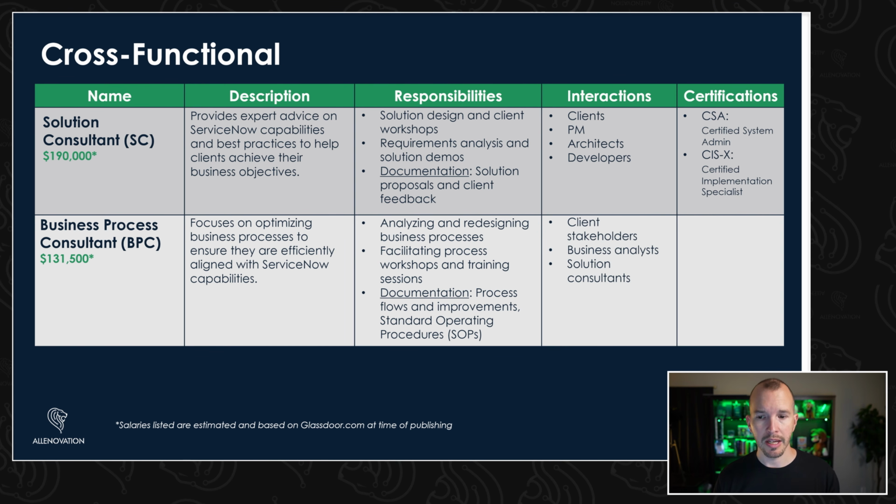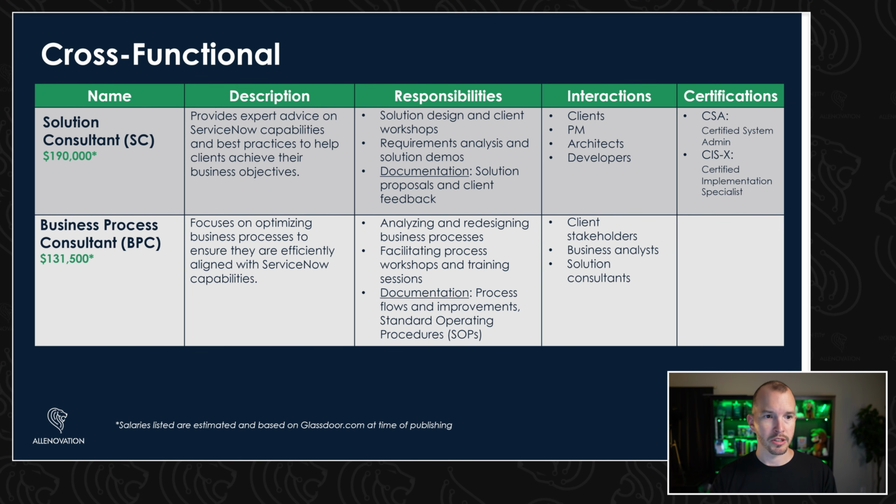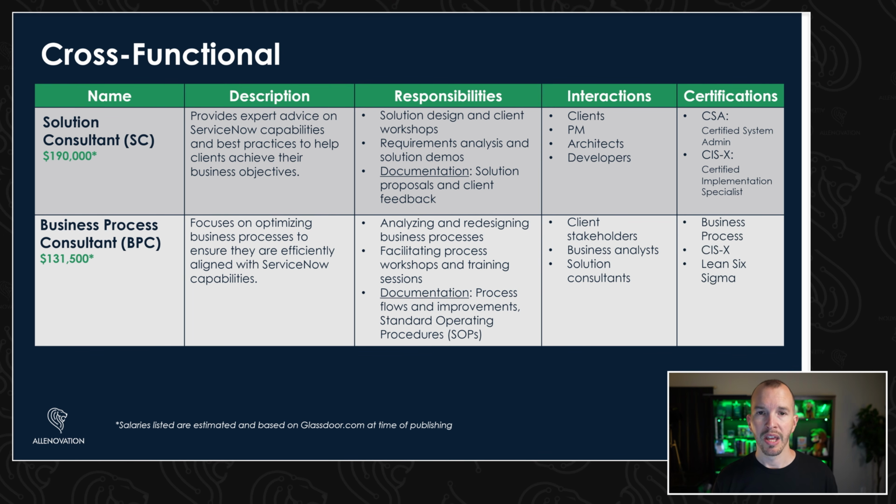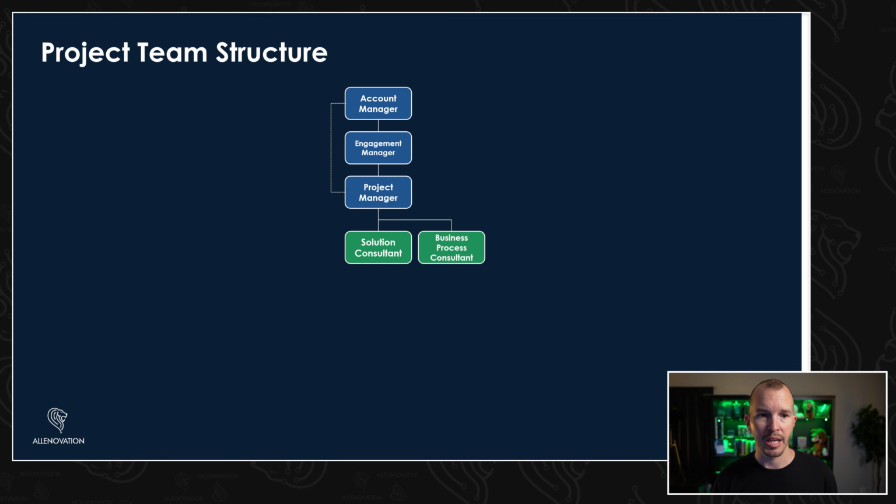Their interactions are going to be heavy with the client stakeholders. They're going to be working directly with business analysts to understand what's going on. And then solution consultants, those architects, those CMAs, those solution architects, the solution consultants, whatever you want to call them, they're really going to be up at that upper level talking with them. And so there's going to be business process specific certifications that they'll probably have. They may have Lean Six Sigma certifications, and then they may end up being implementation certified on specific products. Again, no one is saying they are not technical. These people could still step in and do that.